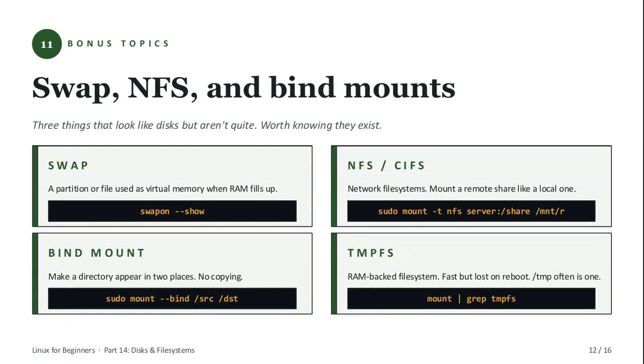Before we wrap up, here are 4 oddballs worth knowing about. Things that show up in the mount world but don't quite fit the simple disk, partition, file system picture we've been building. Swap is disk space pretending to be RAM, used when memory fills up. Check it with swapon --show. NFS lets you mount a folder from another machine as if it were local. A bind mount makes one directory appear in 2 places, no copying involved. And tmpfs is the opposite of swap. It's RAM pretending to be a disk, which is why /tmp is so fast but empties on reboot.